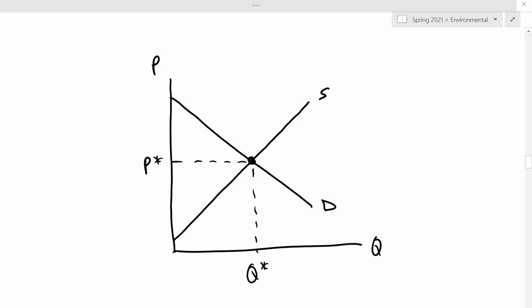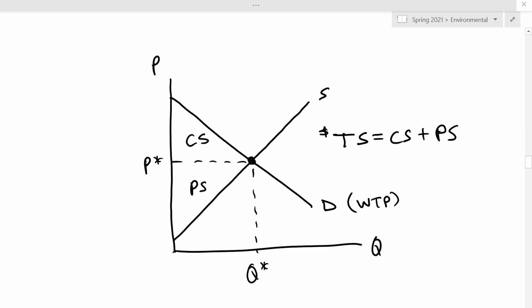And what's above the price and below the demand curve is consumer surplus, that triangle there. And what's below the price, above the supply curve, out to the equilibrium quantity, that is producer surplus. And total surplus is equal to consumer surplus plus producer surplus. And that's going to be a value. That's going to be a monetary value.